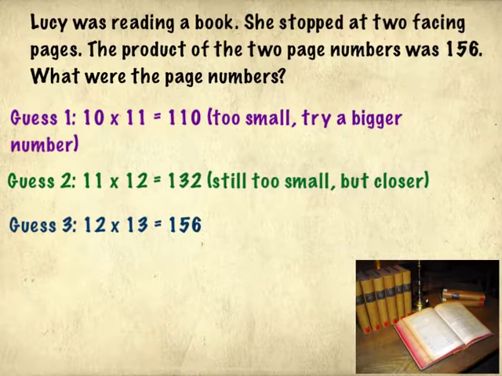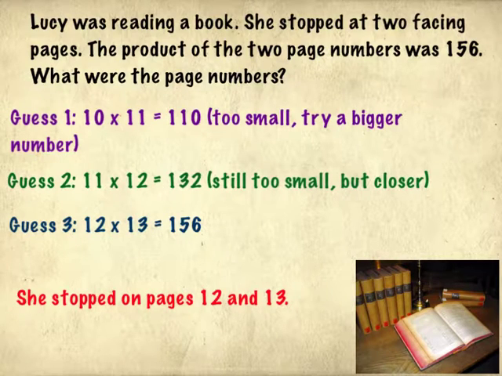So next up, I'm going to try 12 times 13. And when I do, I get the answer 156. So now I know I have the right answer. So I've written my sentence. She stopped on pages 12 and 13. And I'll go back and check what were the page numbers. Yes, I answered them correctly.